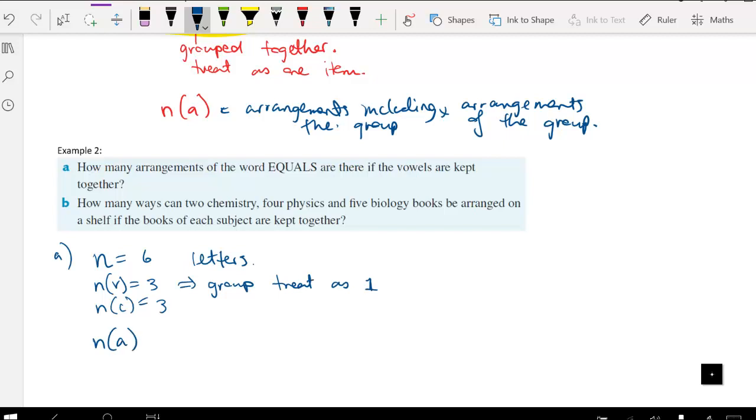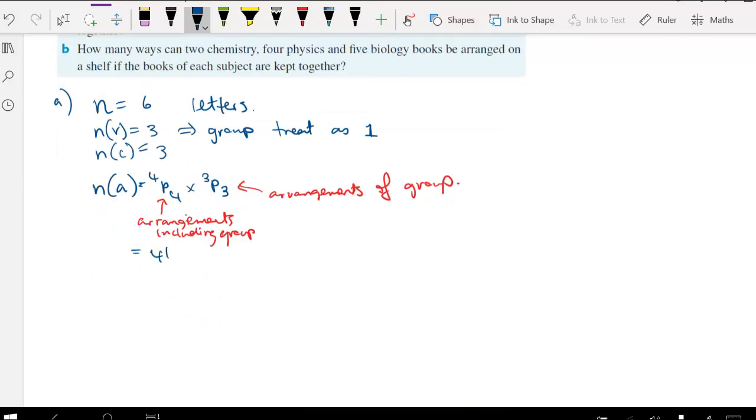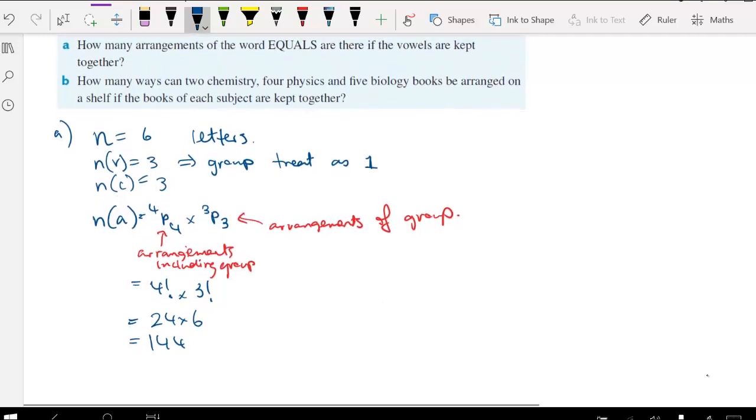So the number of arrangements will be 4P4, with the consonants and the vowels as a single value, and then we're multiplying by 3P3, which is the number of different ways we can arrange the vowels. This is arrangements including the group, and this is arrangements of the group. So our total number of arrangements is 4 factorial multiplied by 3 factorial, which is 24 multiplied by 6. And 24 multiplied by 6 is 120 plus 24, which is 144 different arrangements if those vowels are kept together as a group.